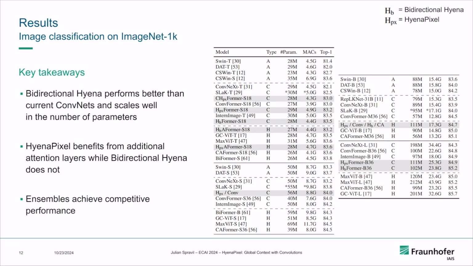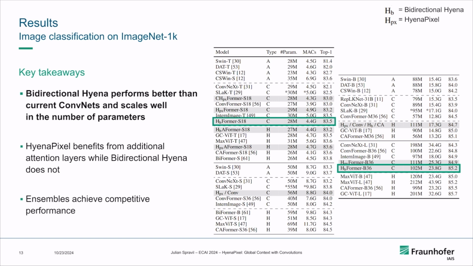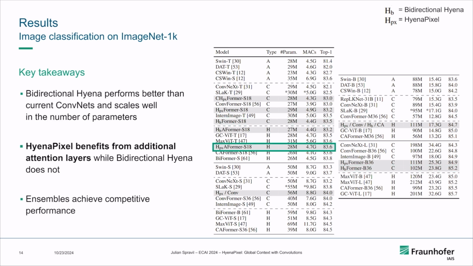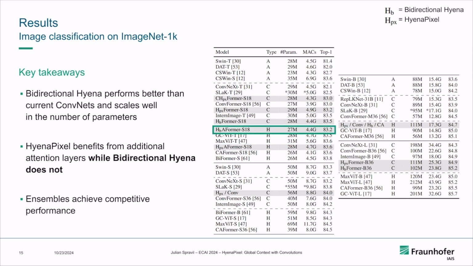We trained our models on ImageNet 1K, and I will not bore you with numbers, but just get directly to the key takeaways. So first of all, bidirectional Hyena performs better than current ConvNets and scales pretty well in the number of parameters. If we combine HyenaPixel with additional attention layers in the last two stages, the performance actually improves, so it can benefit from that. However, if we do the same for bidirectional Hyena, so the 1D variant, the performance actually decreases. We assume that the features learned by bidirectional Hyena are simply not compatible with attention.